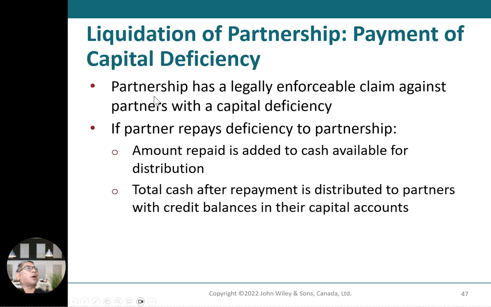In terms of liquidation of partnership, payment of capital deficiency: the partnership has a legally enforceable claim against a partner with capital deficiency. If one of my partners is deficient, I have a claim. I can claim it. If the partner pays the deficiency to the partnership, the amount repaid is added to cash available for distribution. Total cash of repayment is divided to partners with credit balance on the capital account. So there's a claim for it. That's the key part. Okay, there's a claim in terms of deficiency to the partnership. You can claim it.